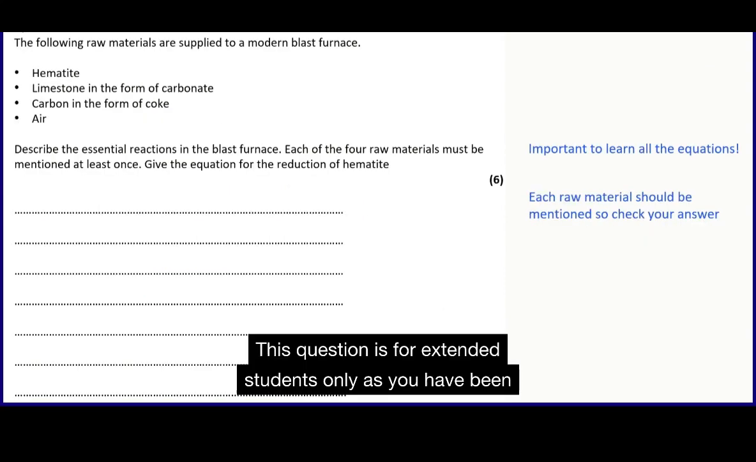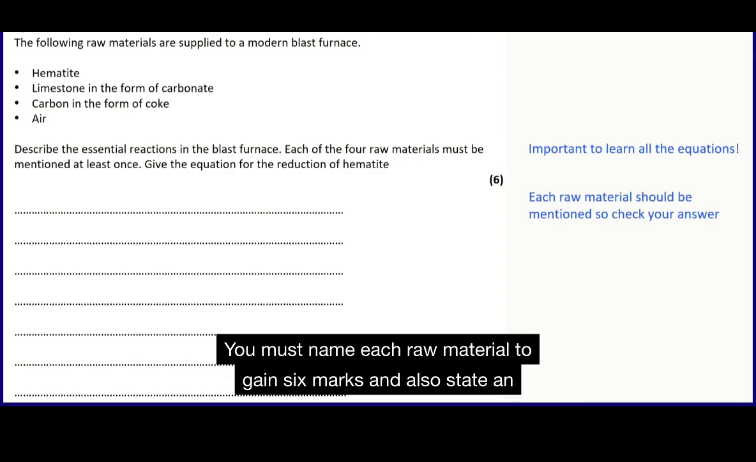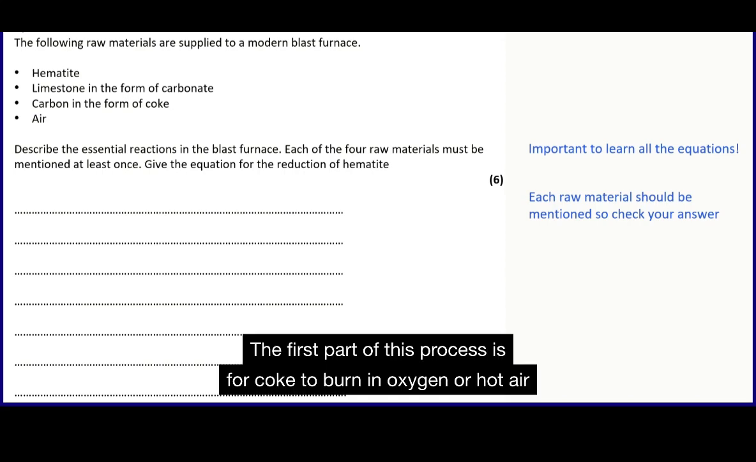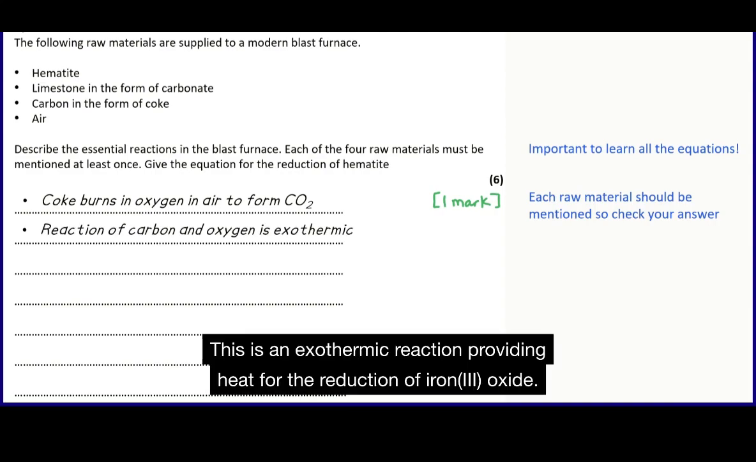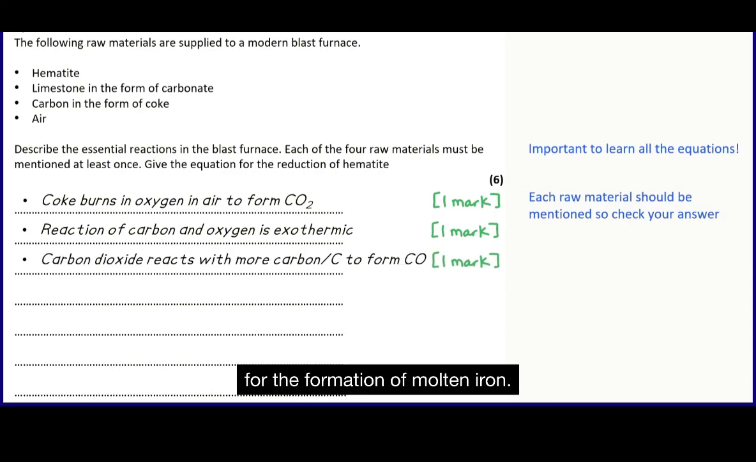This question is for extended students only, as you have been asked for specific equations. You must name each raw material to gain 6 marks, and also state an equation for the reduction of hematite. The first part of this process is for coke to burn in oxygen or hot air, which has been blown into the furnace. This is an exothermic reaction, providing heat for the reduction of iron 3 oxide. Carbon dioxide will form carbon monoxide, which is the reducing agent for the formation of molten iron.